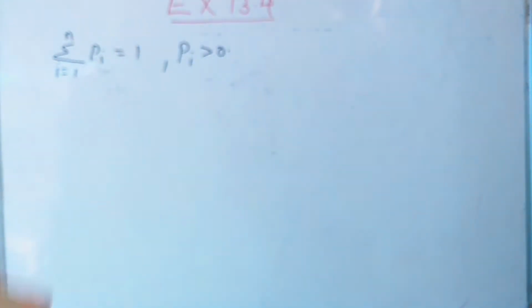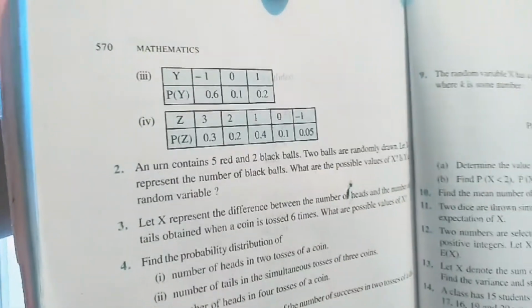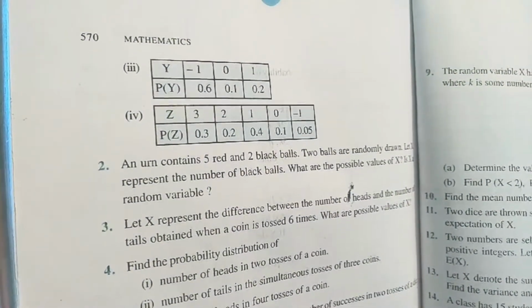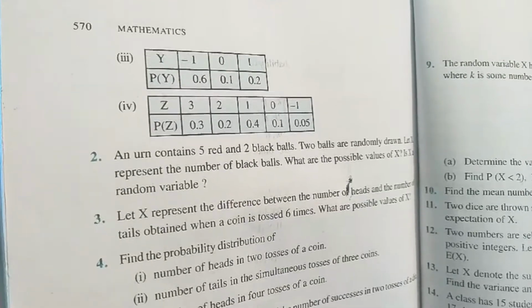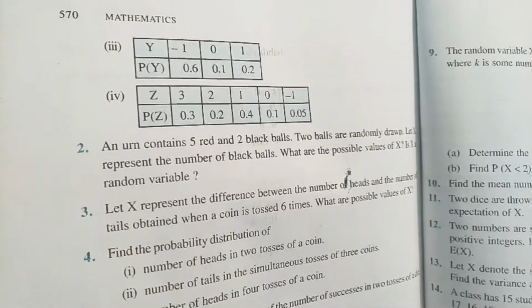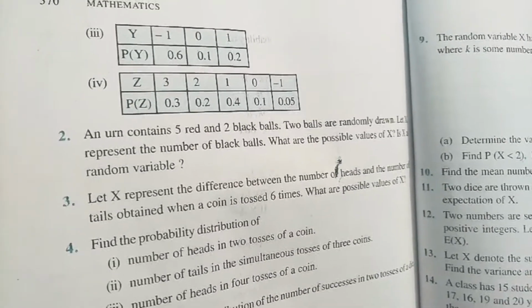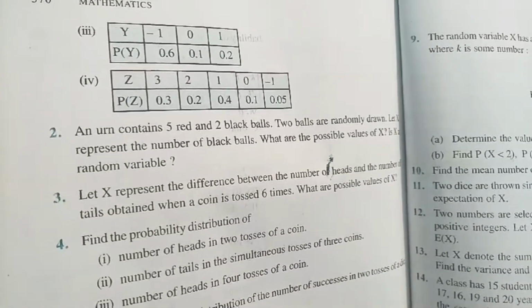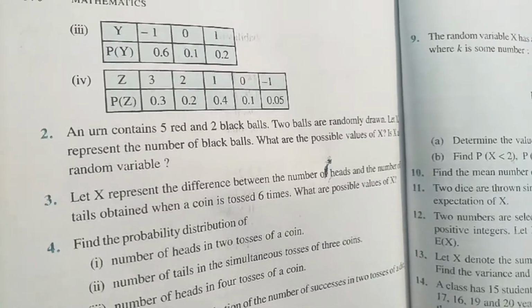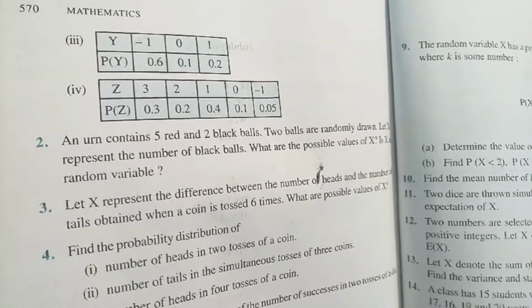Now the third question. In the third question, P of y: 0.6, 0.1, 0.2. 0.6 plus 0.1 plus 0.2, that is 0.9, right? All the probabilities are greater than 0, but the sum is not equal to 1. Therefore, that is not a probability distribution.